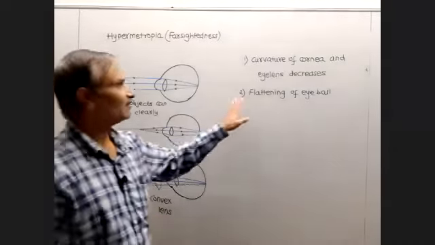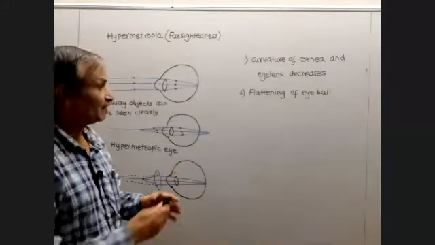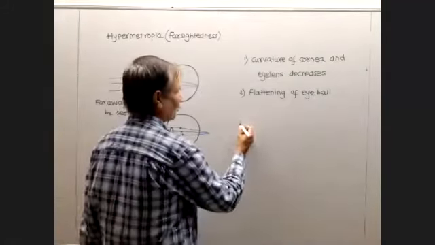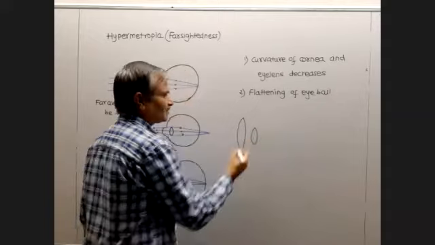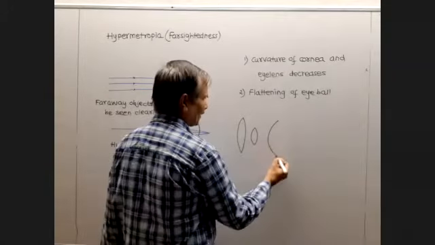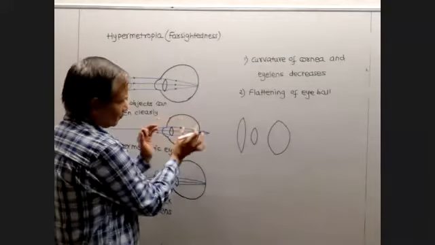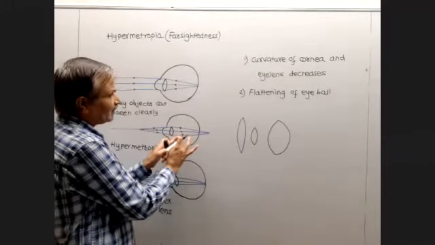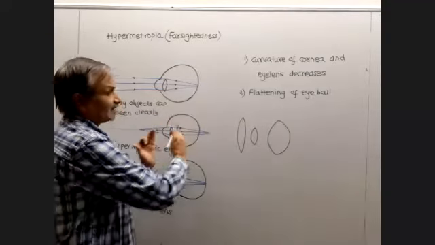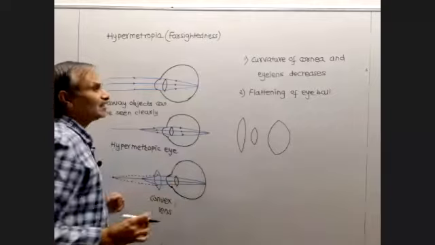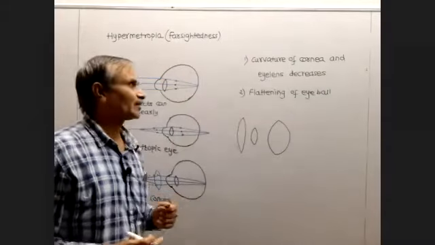Second reason for this is flattening of the eyeball. In the previous case, we have seen the elongation of the eyeball. Elongation means this. Suppose the natural eyeball is this. This is elongation. And flattening of the eyeball means this. So since the eyeball flattens, this distance decreases. Distance between the eye lens and the retina decreases. So since this distance decreases, it will fall beyond the retina. These are the two reasons so that hypermetropia can occur to us.